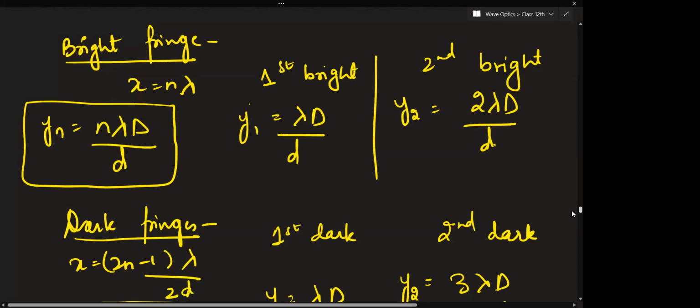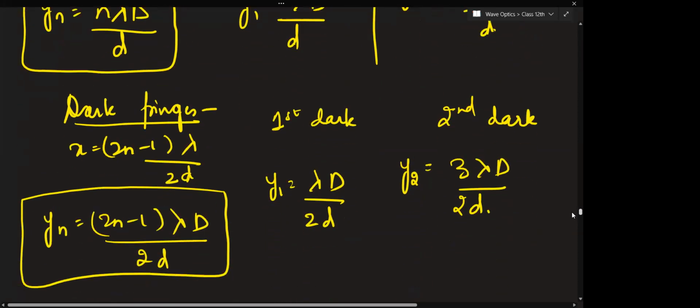And if you write it for dark fringes, you will have yn equals 2n minus 1 lambda D by 2d. Whatever you've studied, same thing if you apply. So first dark fringe will be lambda D by 2d.